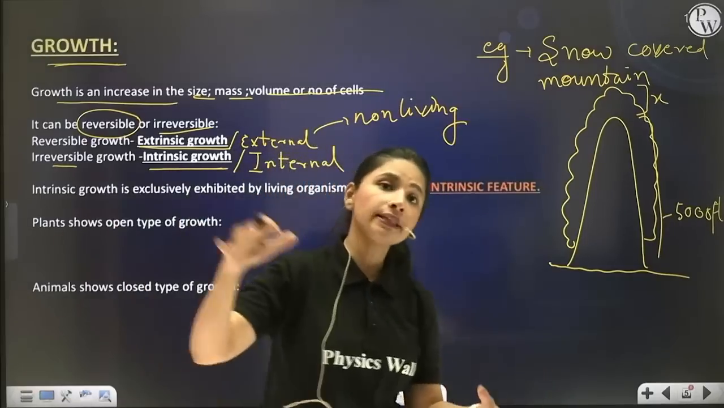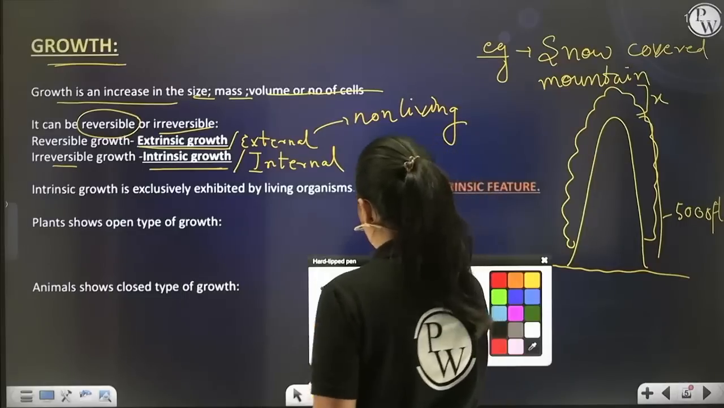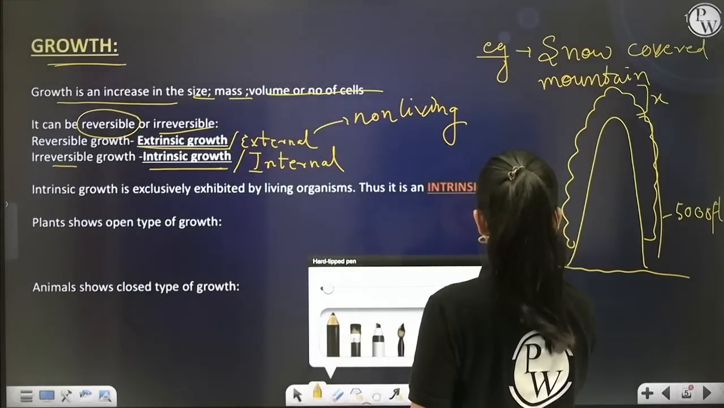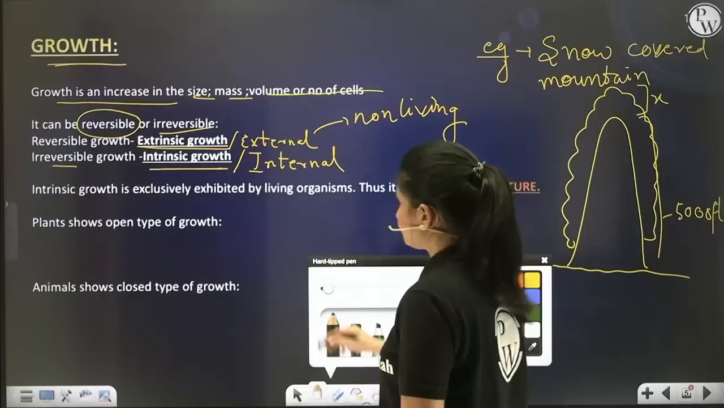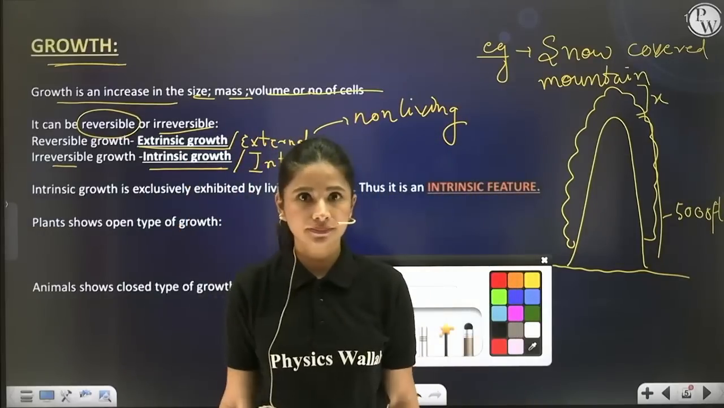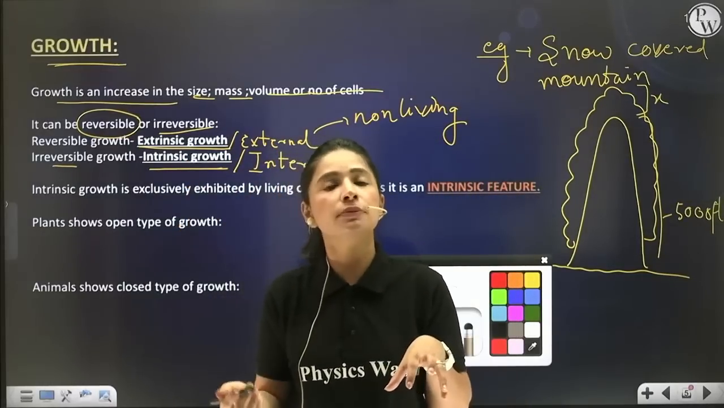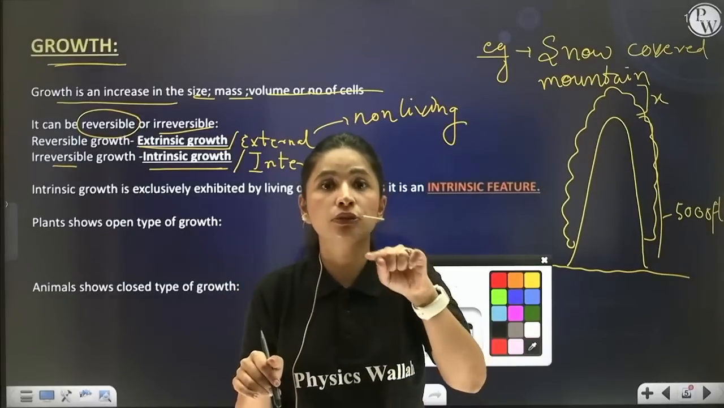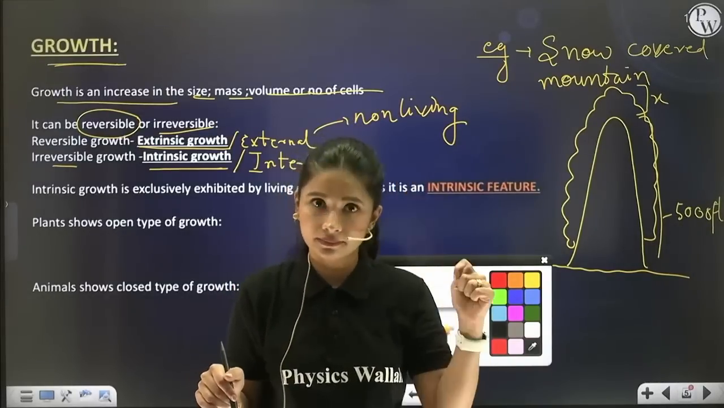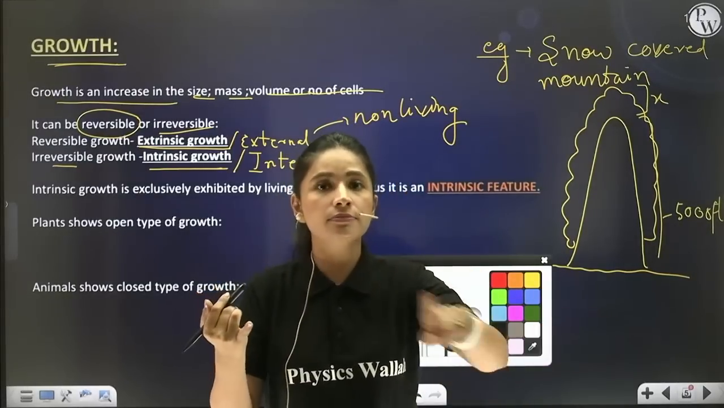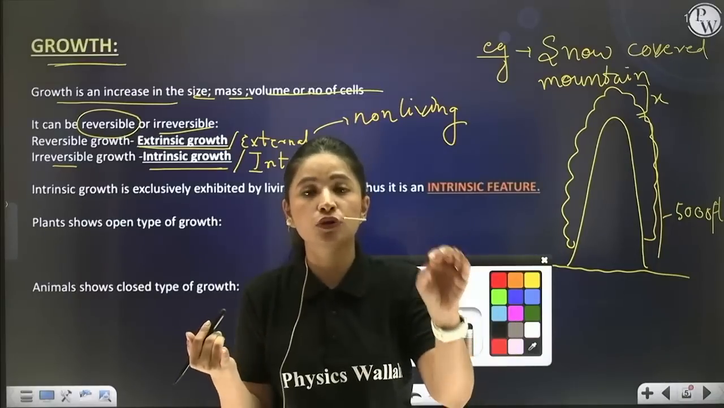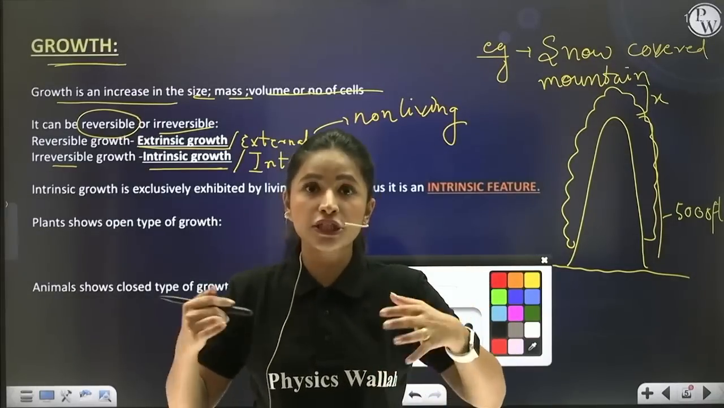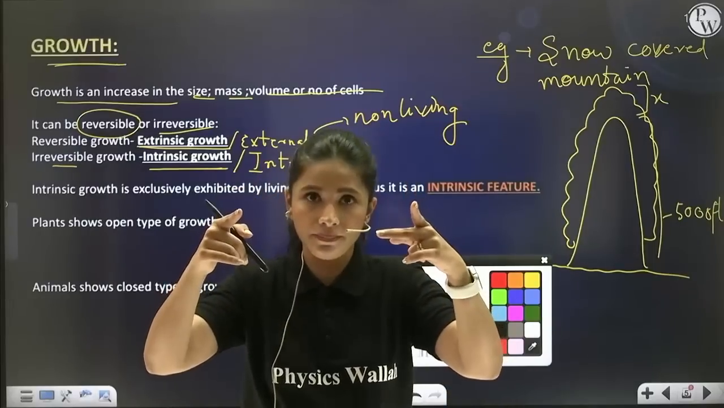Now, on the other hand, if I talk about intrinsic growth. Intrinsic is actually internal growth. Internal growth is actually which is observed in your body. All living organisms without any exception show intrinsic or internal growth. That means the change which is not visible, right?